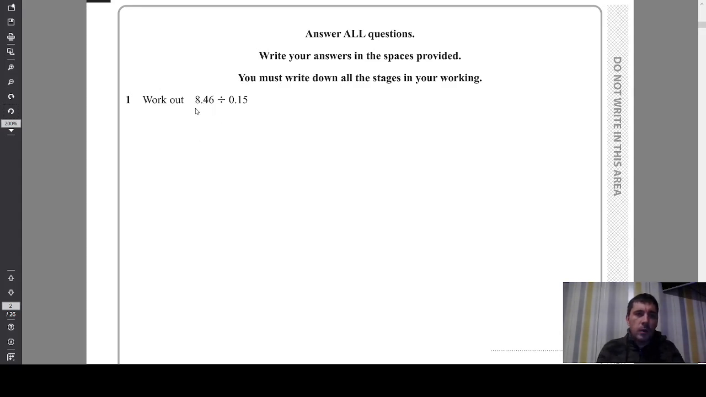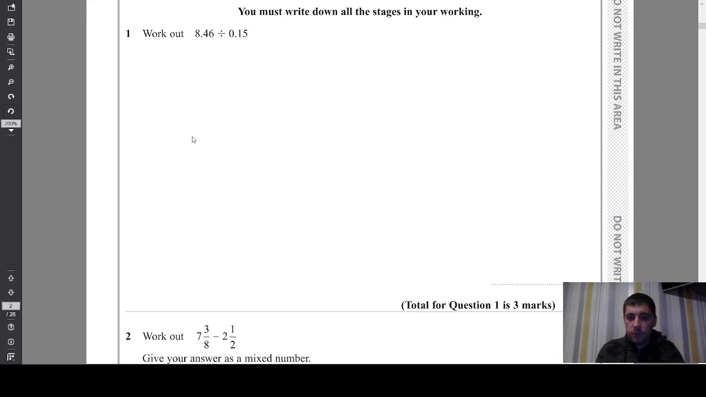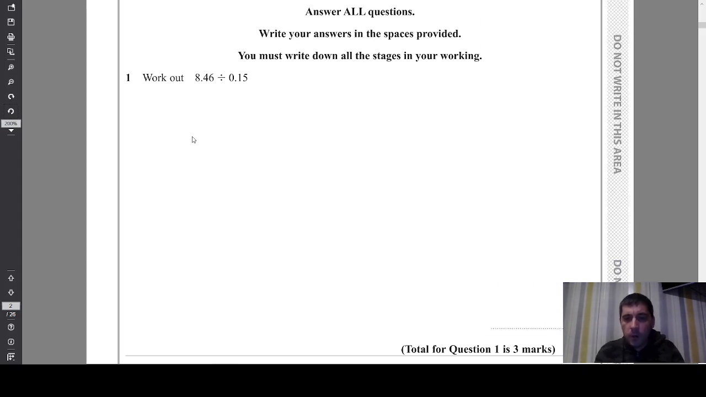Work out 8.46 divided by 0.15. Remember, you can't use a calculator. The first thing we need to remember is that any division can be changed into a fraction, and then it might get a little bit easier. How many marks does it give? Not 1, sorry, 3 marks.